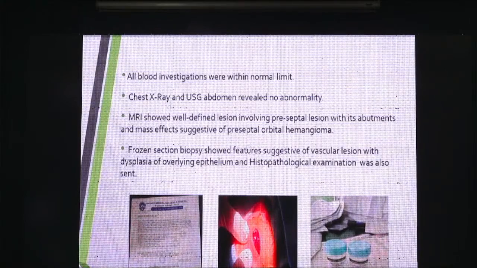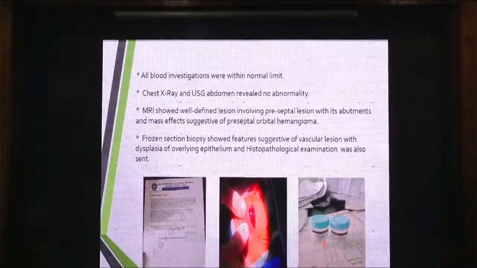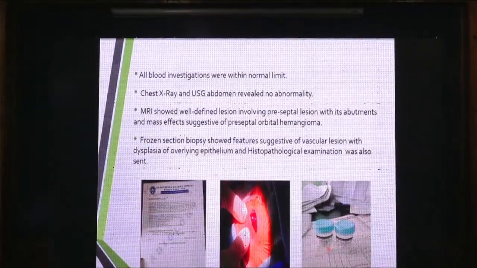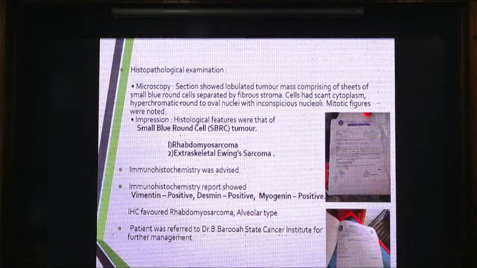However, the MRI showed preseptal orbital hemangioma, which was contradictory with our clinical findings. So we did an incisional biopsy, which suggested vascular proliferation with dysplasia of the overlying epithelium. So again, we sent histopathological examination, which showed a lobulated tumor mass comprising sheets of small round blue cells, which are separated by fibrous stroma. It has scant cytoplasm, hyperchromatic round to oval nuclei with inconspicuous nucleoli. Mitotic figures were noted.